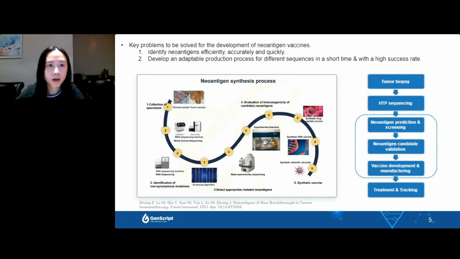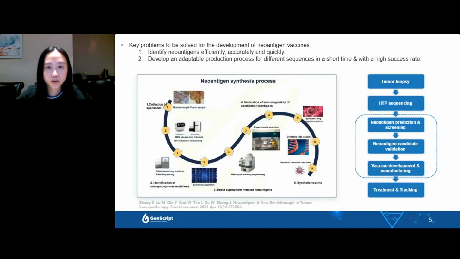Okay, now let's take a look at the whole process for new antigen synthesis. Generally speaking, there are several steps listed here. First, you collect the specimens. It's called tumor biopsy. And then we do 3 levels of sequencing, like a whole exome sequencing and also RNA sequencing. Then we're trying to predict the new antigen, and after we sequenced the peptides.